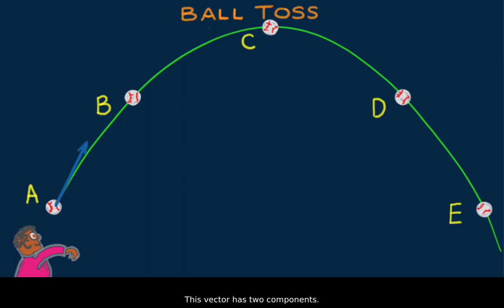This vector has 2 components: a vertical one that changes due to gravity, and a horizontal one that remains unchanged as long as no horizontal forces, such as air resistance, act on the ball.